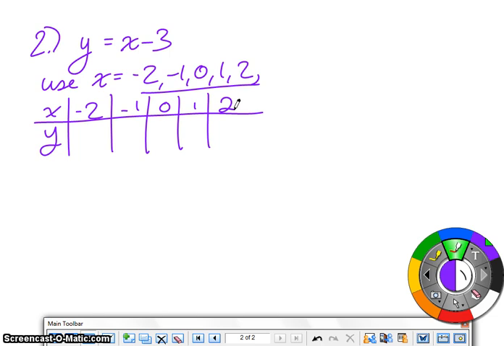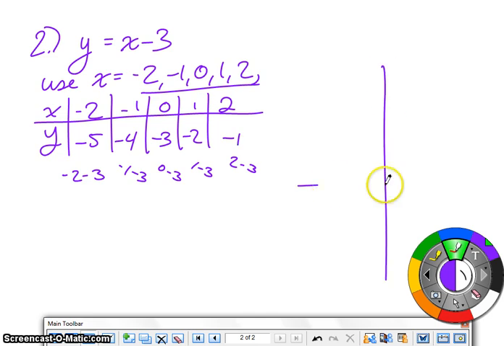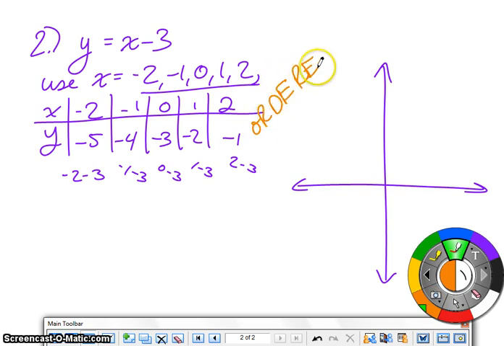So if you plug in a negative 2 there, that's negative 2 minus 3, that gives you negative 5. Plug in a negative 1, so negative 1 minus 3 is negative 4. 0 minus 3 is negative 3. 1 minus 3 is negative 2. And 2 minus 3 is negative 1. So when you plot, those are your ordered pairs that you just came up with. Those are what you plot.